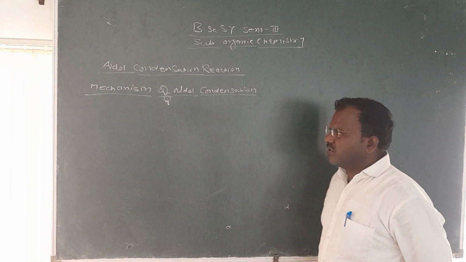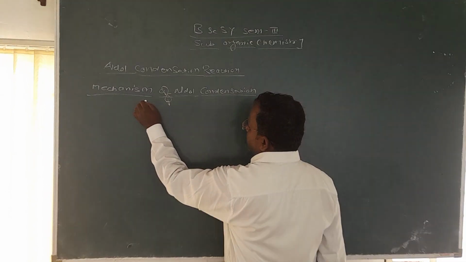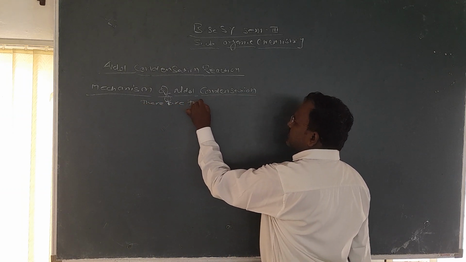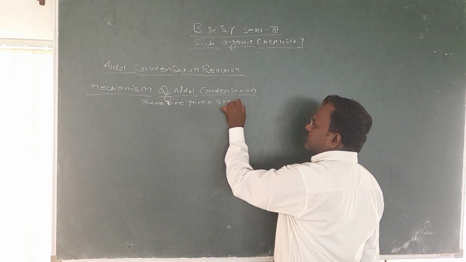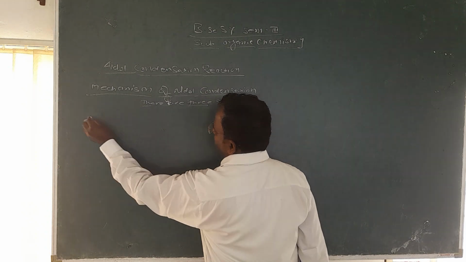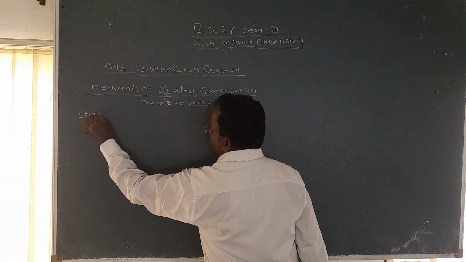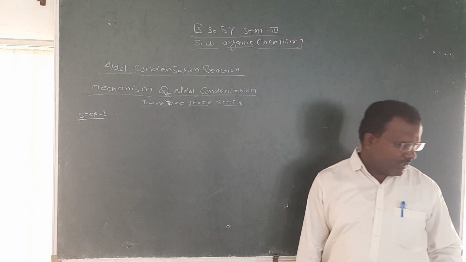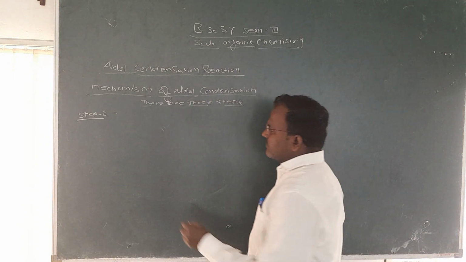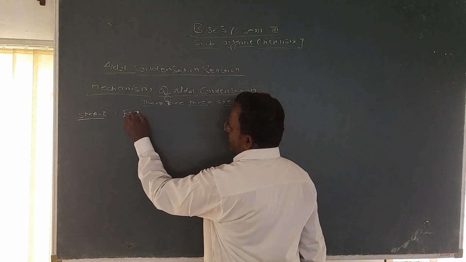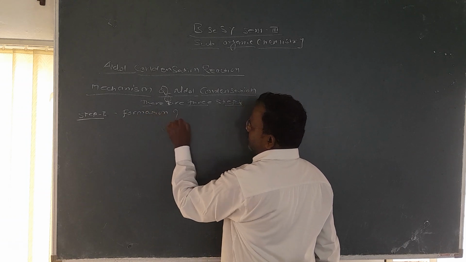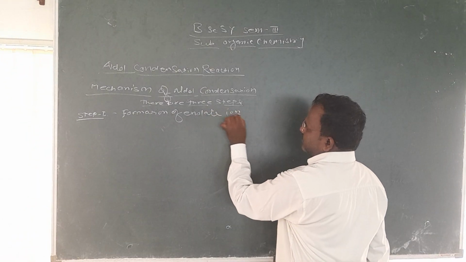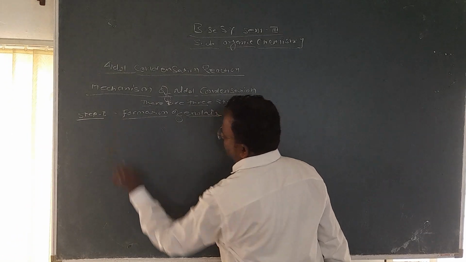Mechanism of aldol condensation reaction. There are 3 steps. First is the formation of enolate ion.